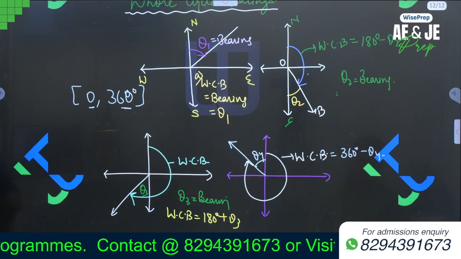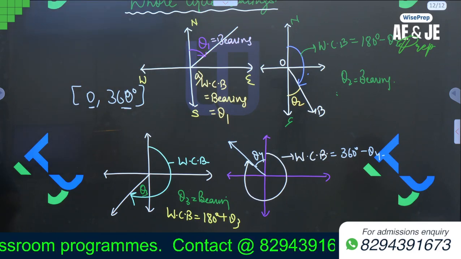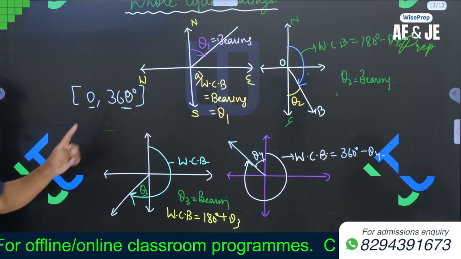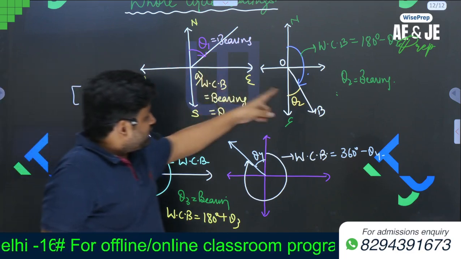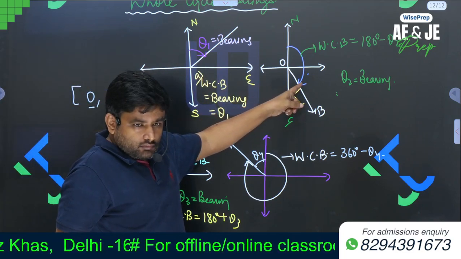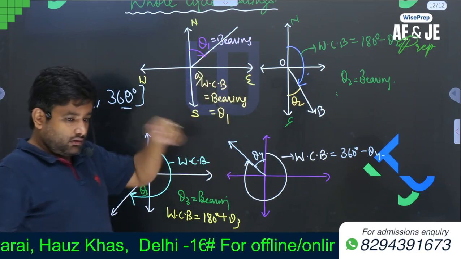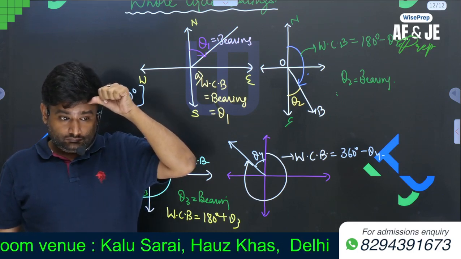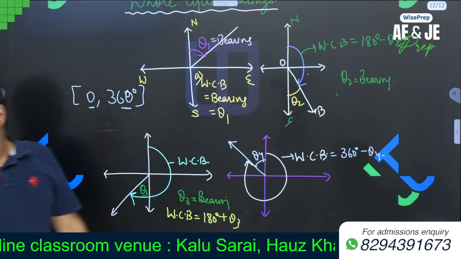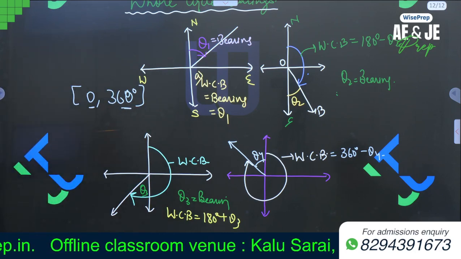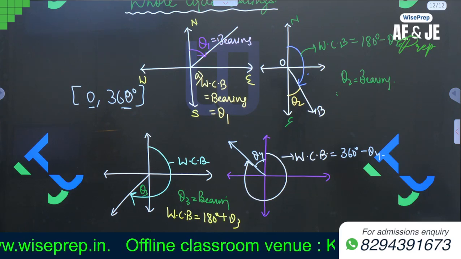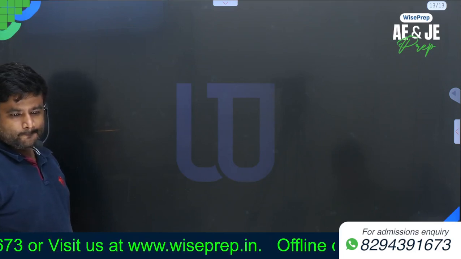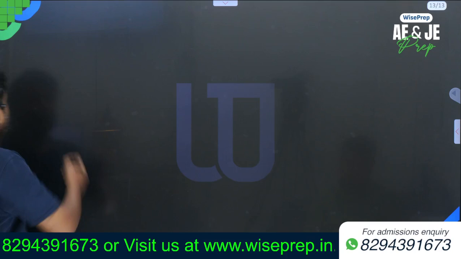Now let's see. Whole circle bearing is always represented by an arrow. You have to mark this arrow. So write down, it's always represented by an arrow. All right. Written.